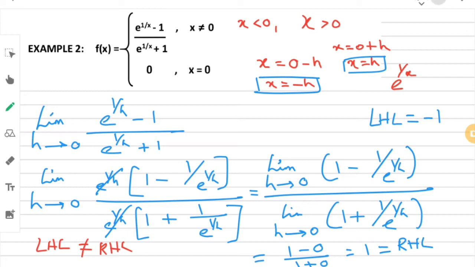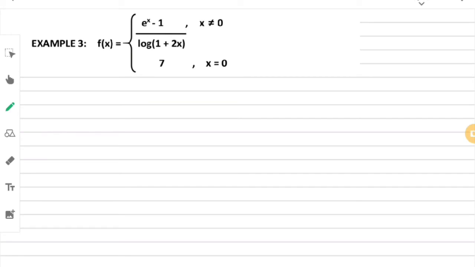Okay, fine. Example 3, it is also a type 1. Here also they have given x is not equal to 0. So we have to take x less than 0, that is the left hand limit, as well as x greater than 0, meaning the right hand limit, and the same function for the left hand limit as well as for the right hand limit. Okay, fine.